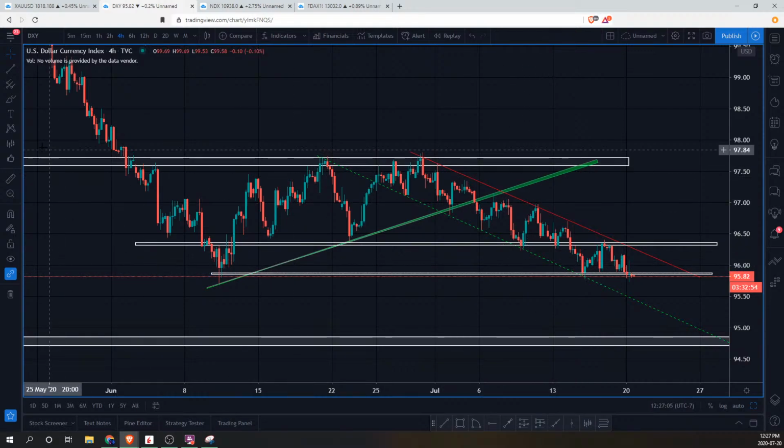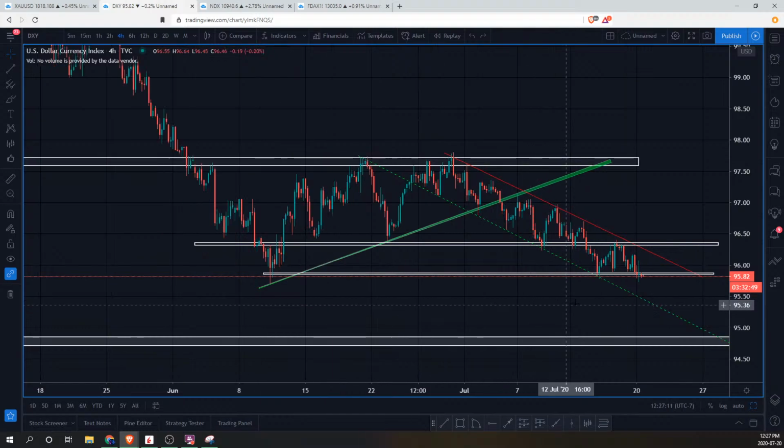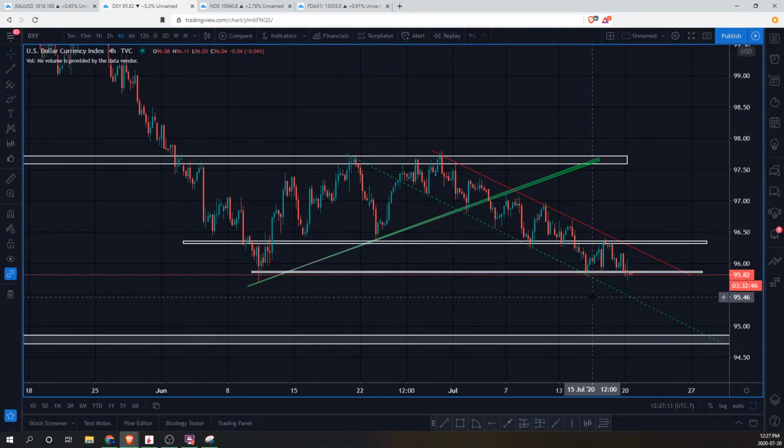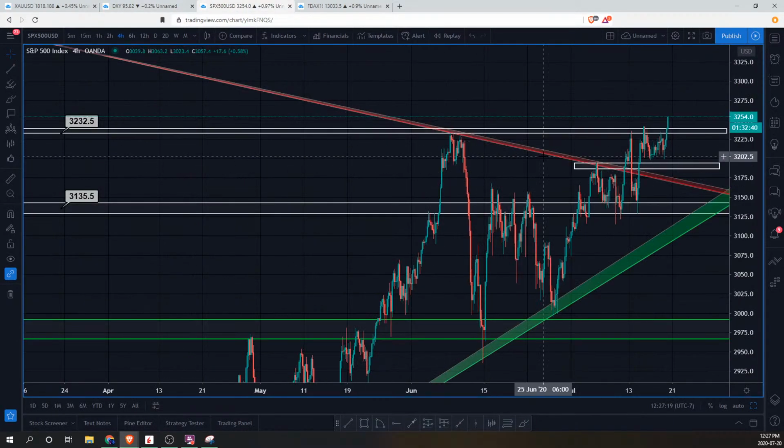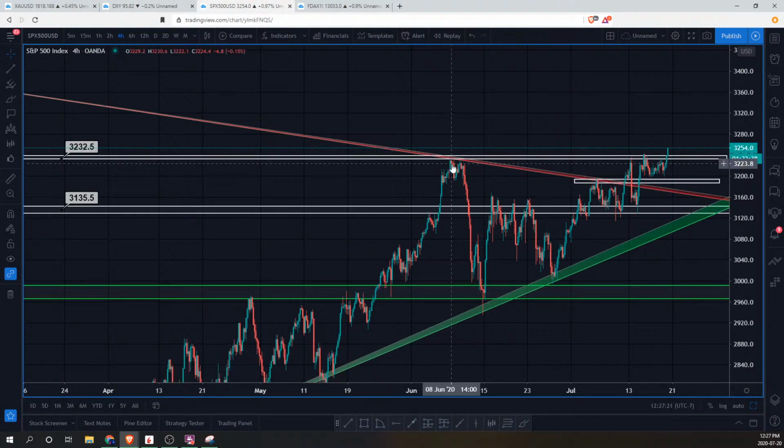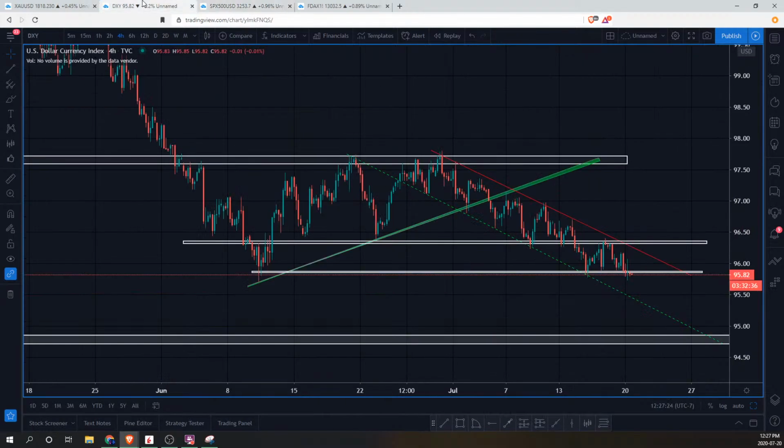We do see that we're really right at this key level of the low that we hit back in June 10th. And it's kind of resembling an inverse chart of the S&P 500. Whereas if we're looking at the S&P 500, we're breaking the high back in early June. Whereas at DXY, we're breaking the low of around mid to early June, right? So there's definitely a negative correlation here. I hope you understand that between the S&P and the US dollar.